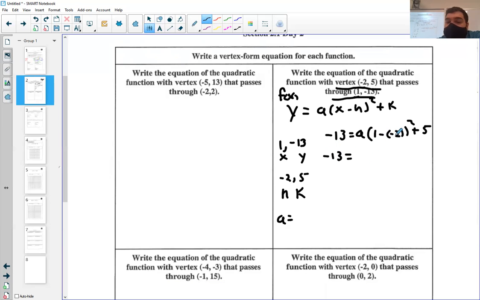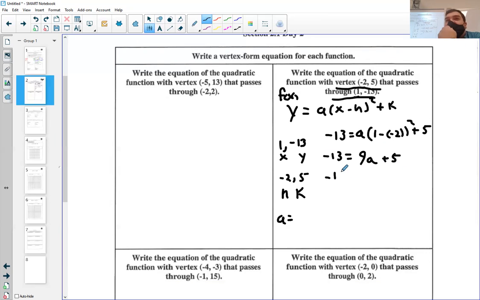Negative 13. 1 plus 2 is 3. What is 3 squared? So 9a plus 5. Now it's back to algebra 1. Minus 5 on both sides. Negative 13. Oh, nope. Wait, is that a 9 or an A? 9a. No, above that. Where? That's A.